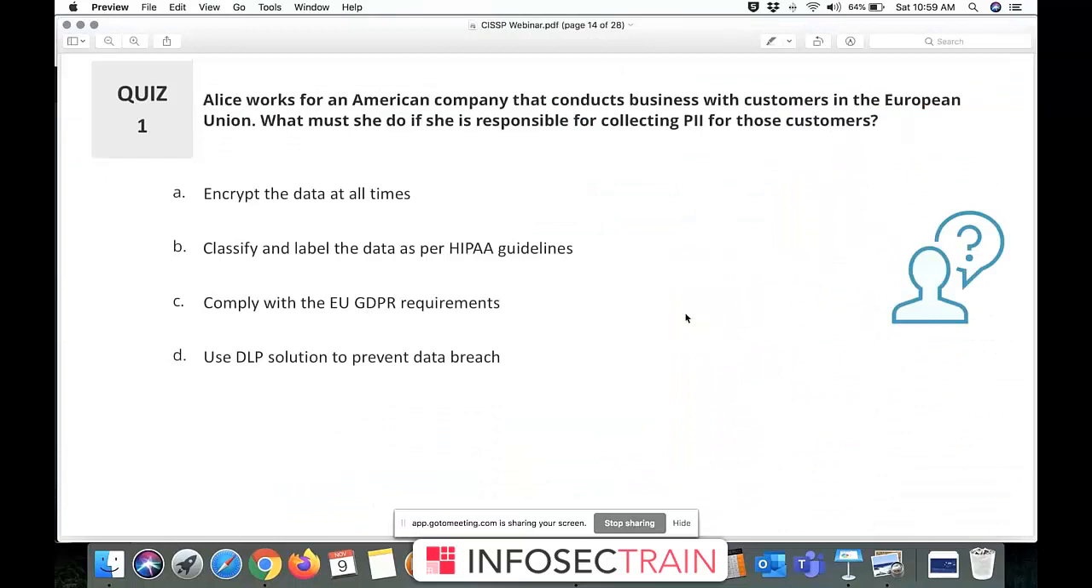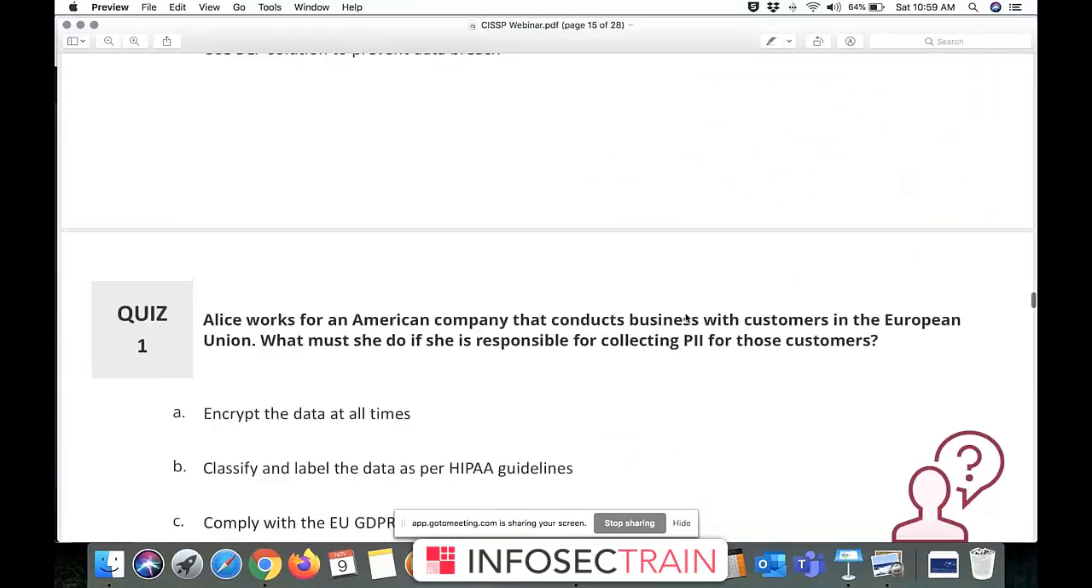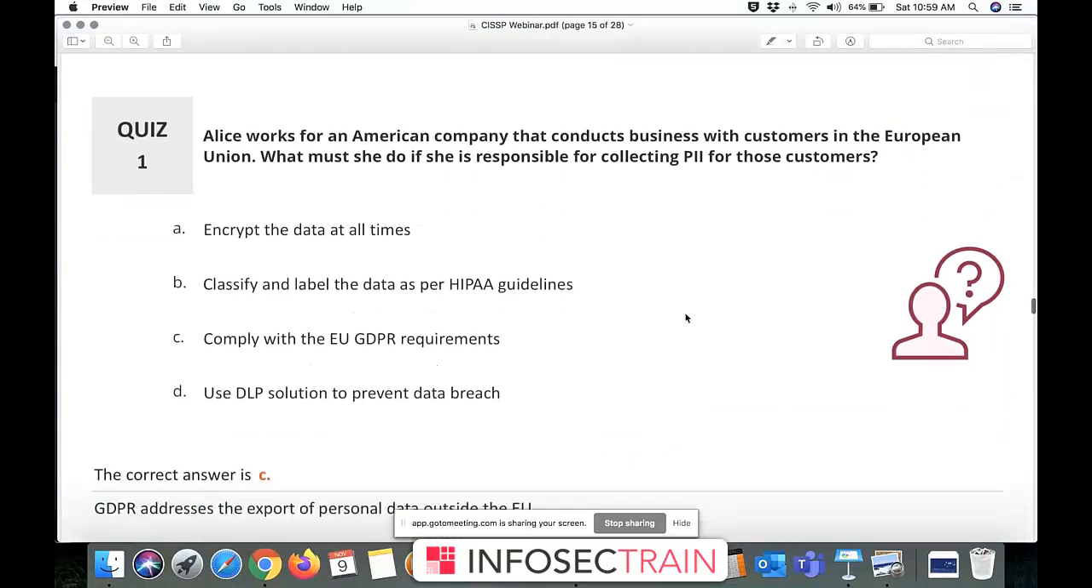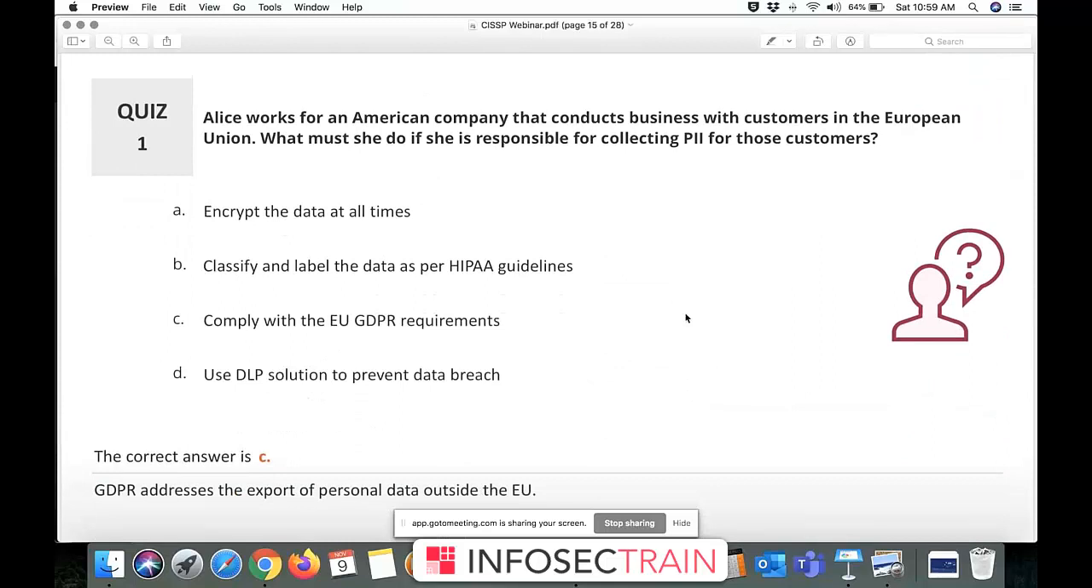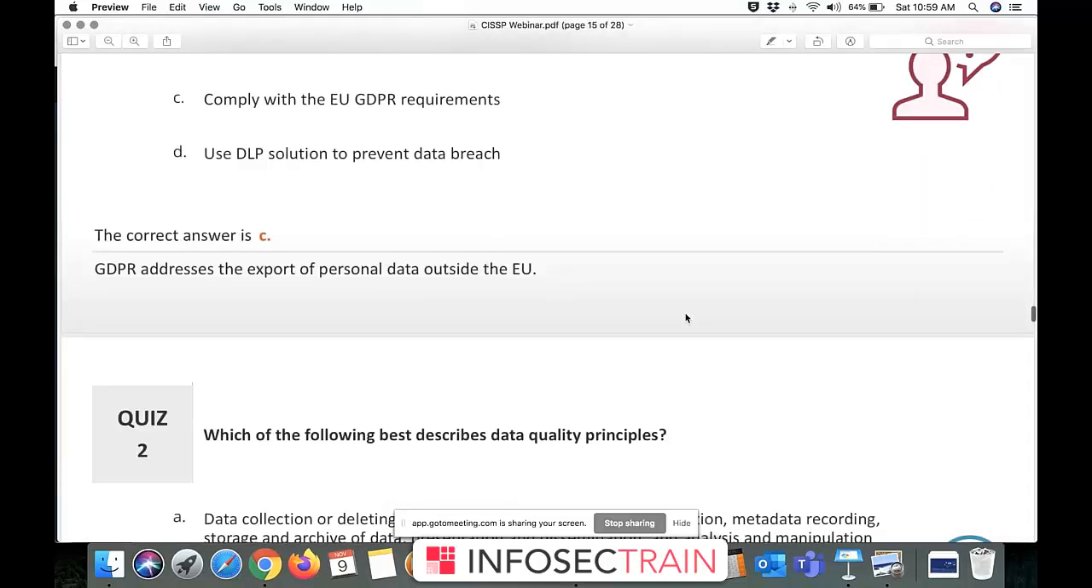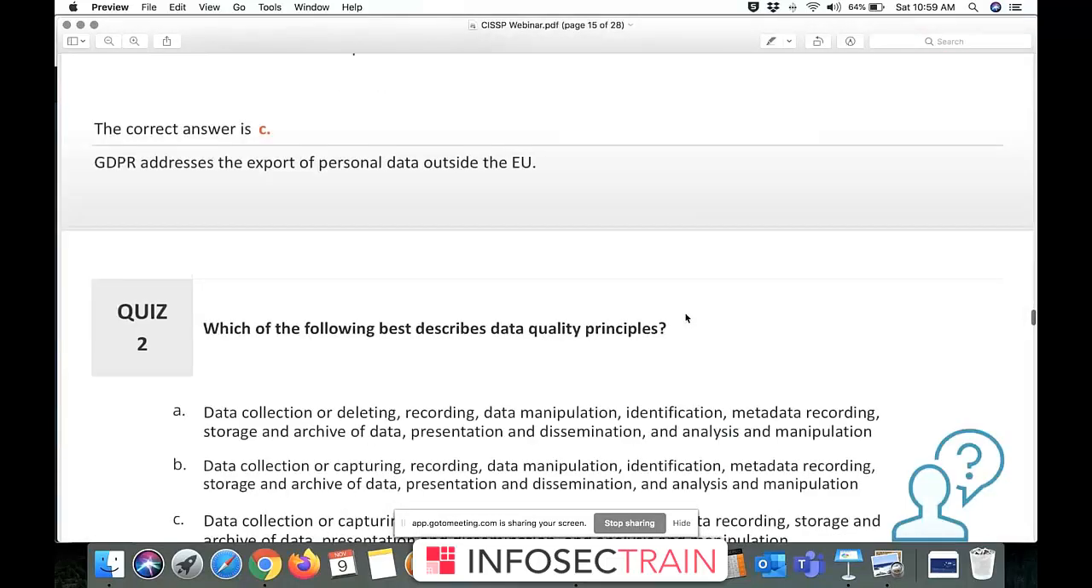Okay, so I think most of you are correct. Fantastic. Which means you are familiar with the GDPR requirements, right? Again, that's something you have to study for the exam. This is in the 2018 update, the GDPR. This is an interesting question, and I want to quickly take you through this.